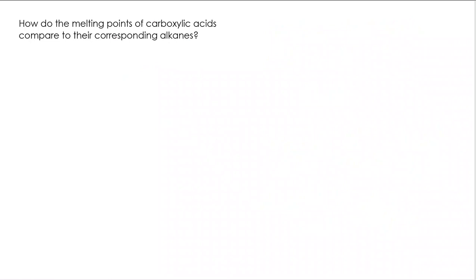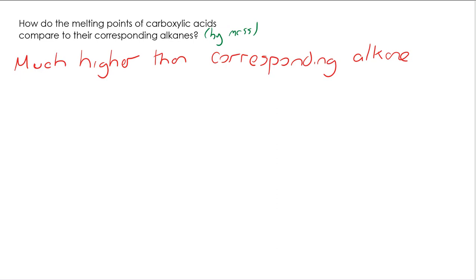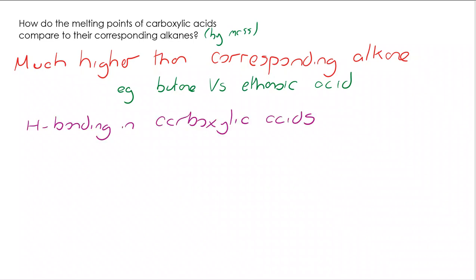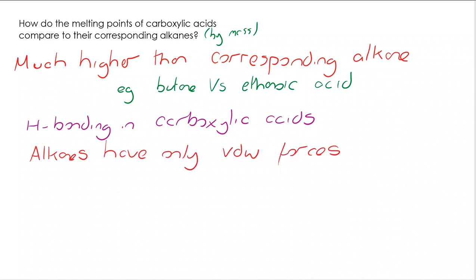And by corresponding alkanes, we're comparing Mr. Well, they're much higher than the corresponding alkane. Let's compare butane to ethanoic acid, which have not massively dissimilar Mrs. There's hydrogen bonding present in carboxylic acids, but there are only van der Waals forces present in the corresponding alkane. Hydrogen bonding is stronger, so the melting point, boiling point is higher.